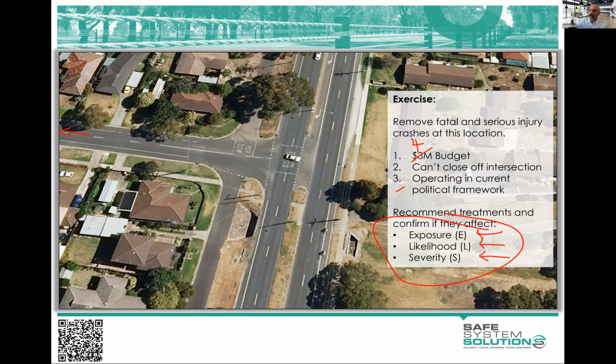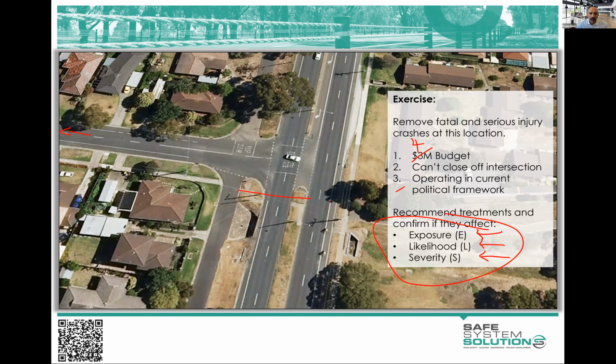Okay, so here we go. Let's have a look at what people thought. Okay, we had some people very quick out there onto the idea of signalizing this intersection. And then there was a bit of discussion about, okay, is that going to influence exposure or likelihood or severity? Now, that's a really good debate to have because it helps us clarify this exposure or likelihood or severity.